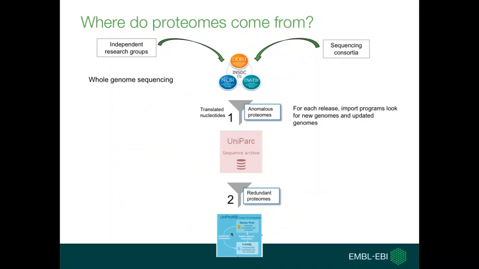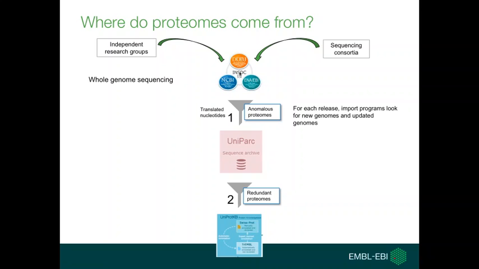We have whole genome sequencing, which is done by independent research groups. They're also done by large sequencing consortia. And all of this is submitted into one of the nucleotide sequence databases. The major ones are NCBI GenBank, ENA, which is EMBL-EBI, and the DDBJ, the DNA Data Bank of Japan. Together, this is called the International Nucleotide Sequence Database Collaboration.